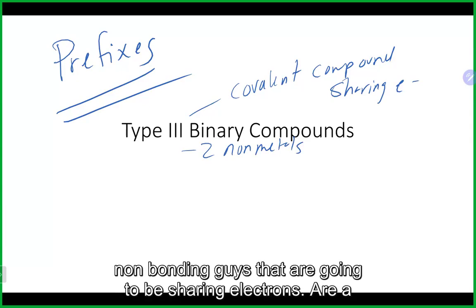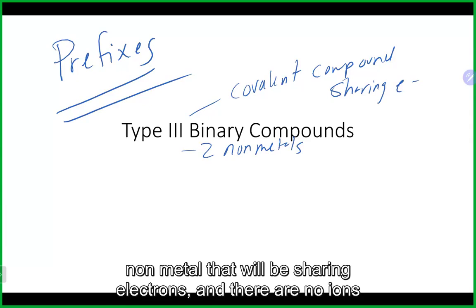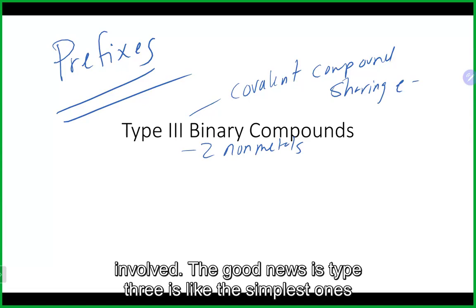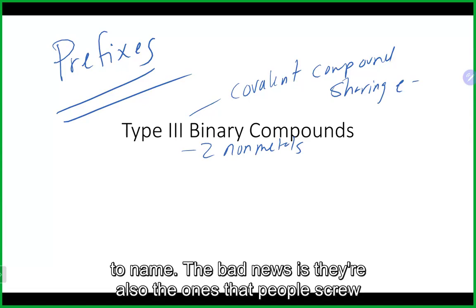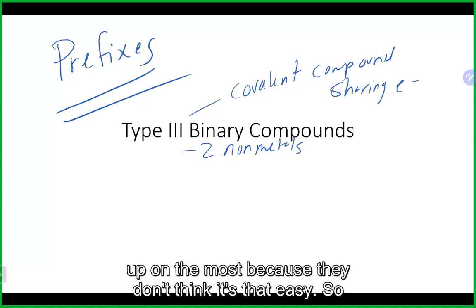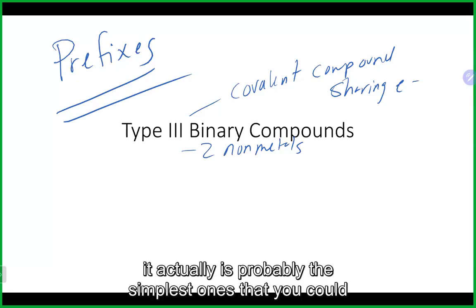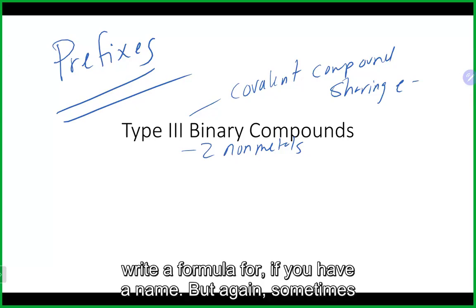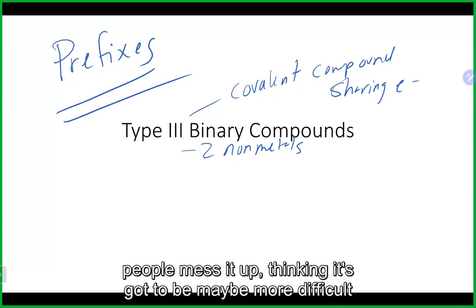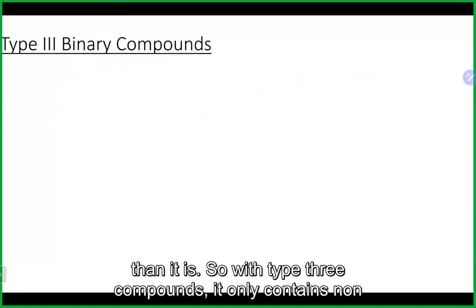These are non-bonding guys that are going to be sharing electrons. A nonmetal that will be sharing electrons, and there are no ions involved. The good news is type 3 is the simplest one to name. The bad news is they're also the ones that people screw up on the most because they don't think it's that easy. It actually is probably the simplest ones that you could name, and probably even the simplest ones that you could write a formula for if you have a name. But again, sometimes people mess it up thinking it's got to be more difficult than it is.